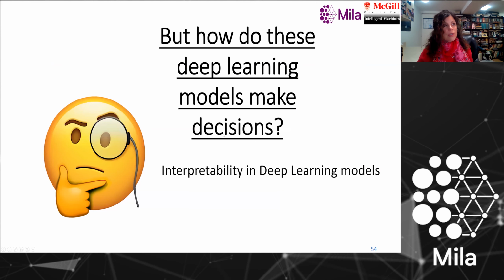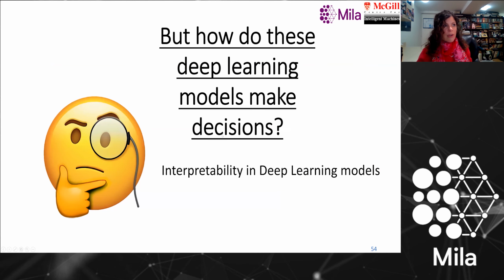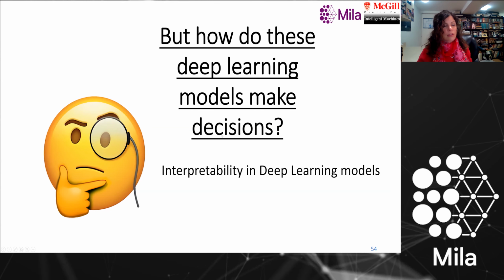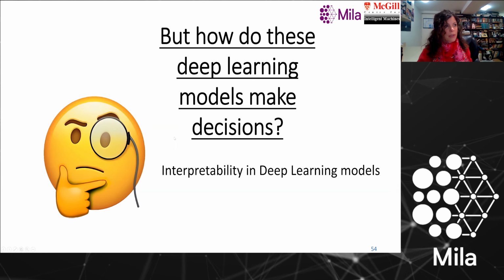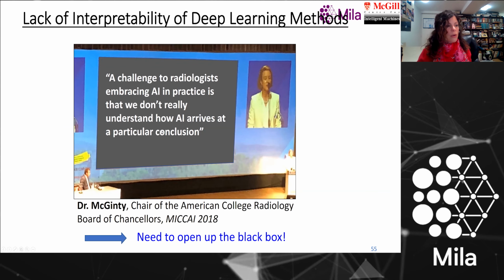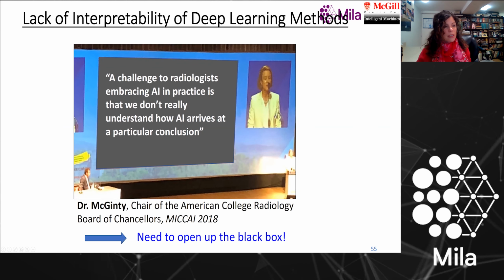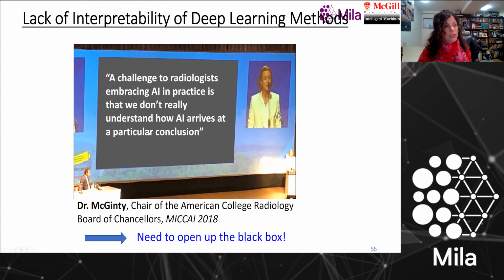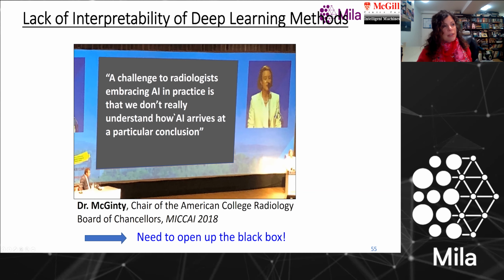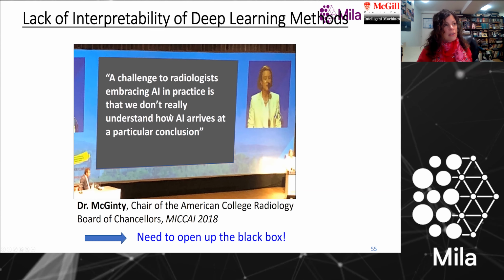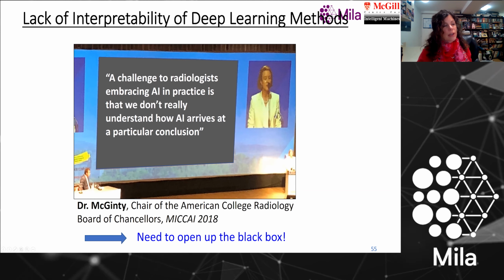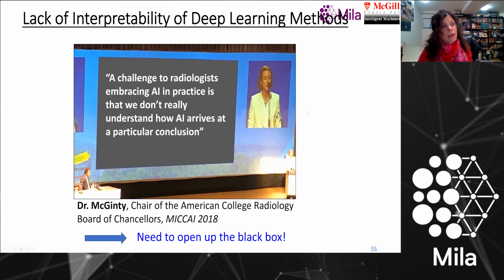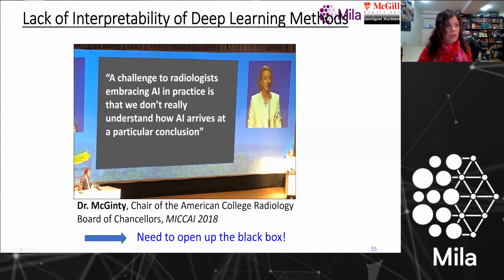So then that's the question, a really open and important question of how the deep learning model makes the decisions that it makes. So that's the context of the problem of interpretability. Two years ago at a MICCAI conference, Dr. McGinty, the chair of the American College of Radiology, asked the question in her keynote, basically presenting to the field this challenge. The challenge, she said, for radiologists embracing AI in practice is that they don't really understand how AI arrives at a particular conclusion.